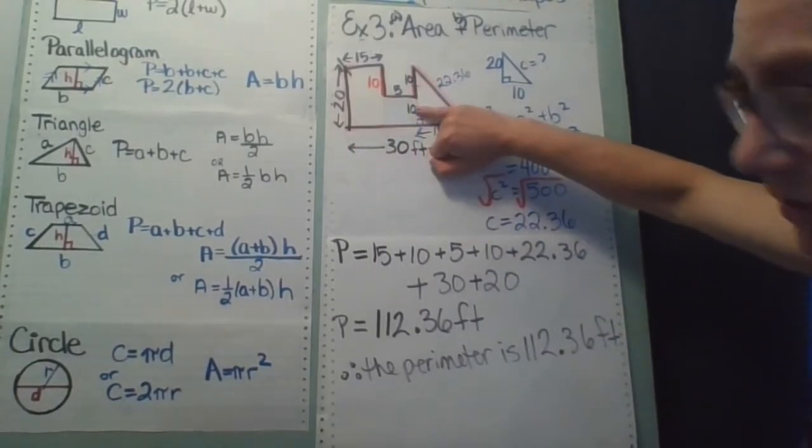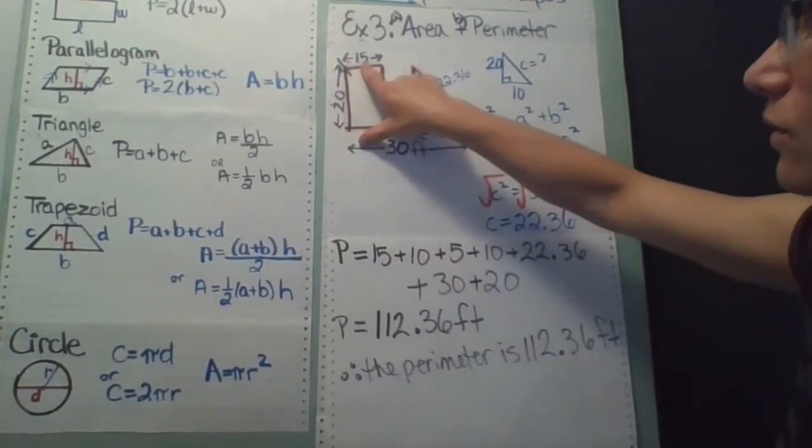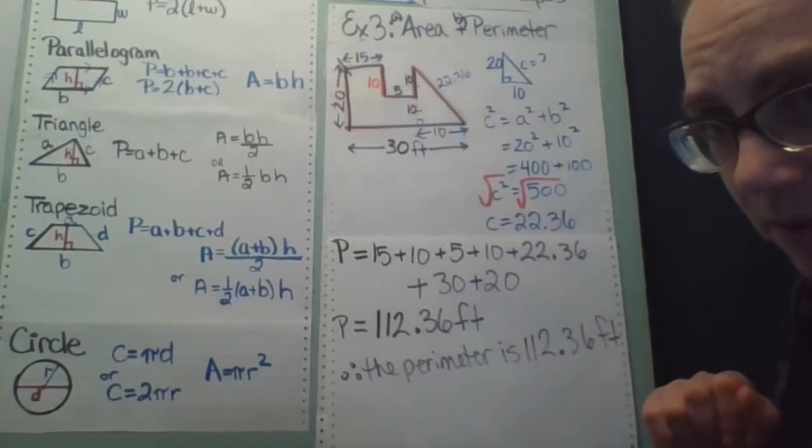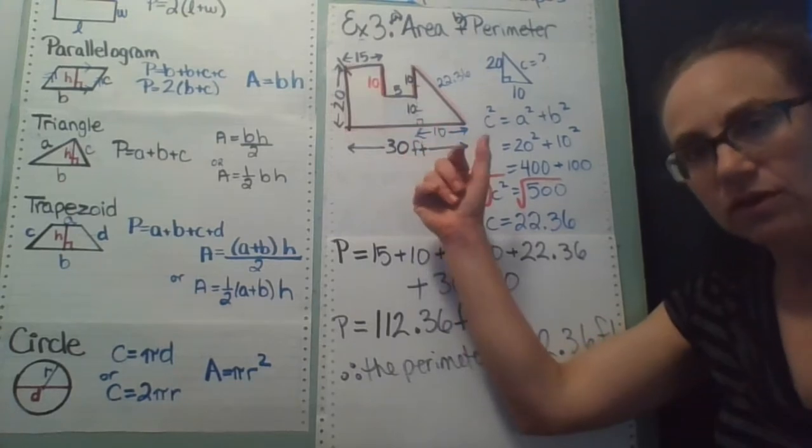Like, you got to figure out these two 10s. You got to put that on the picture. We had to figure out this 10. You got to put it on the picture. We had to figure out this 15. You have to put it on the picture. So a full and complete solution in these scenarios definitely requires a labeled diagram.